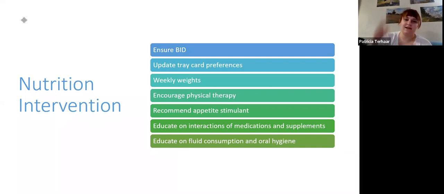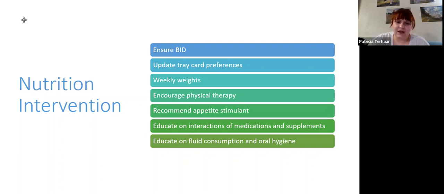So we have an extensive list of all of her likes and dislikes, and we made sure to include things on her tray ticket that she would be able to eat, like including extra gravy or extra sauces with certain meals, extra syrup on her pancakes and with her eggs. Part of the nutrition intervention as well was doing weekly weights, encouraging physical therapy.